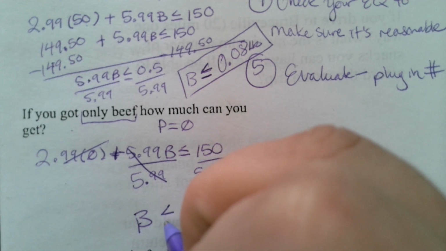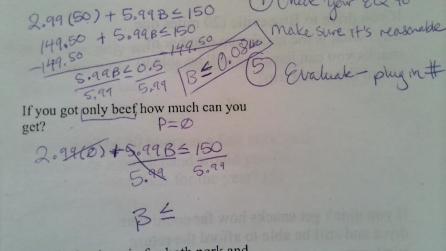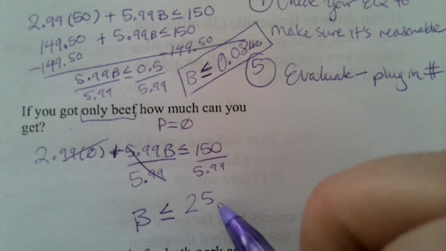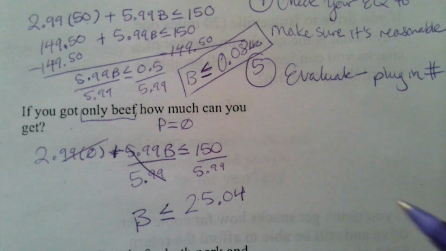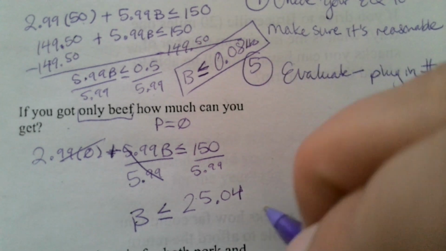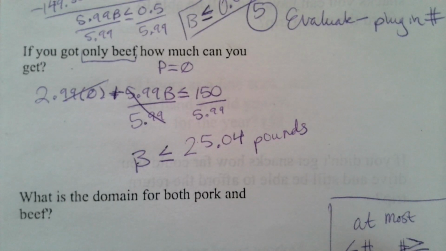Donato, you got a calculator with you? Can you do 150 divided by 599? You said 150 divided by 599, right? Isn't it 0.04? So when you're doing the math without actually interpreting it, keep at least 2 decimal places. So you're totally right. This is how many pounds you could get max. Basically 25 pounds and a tiny bit over.